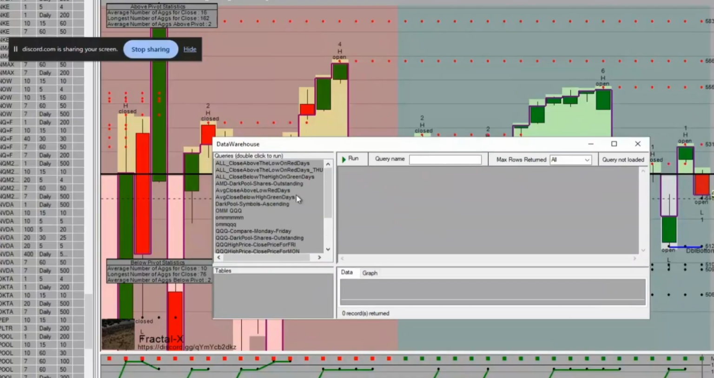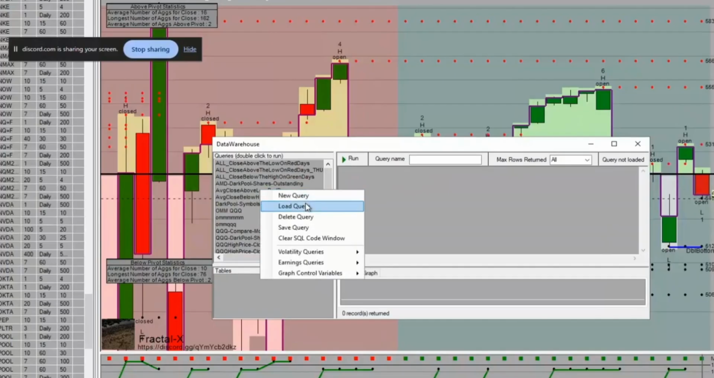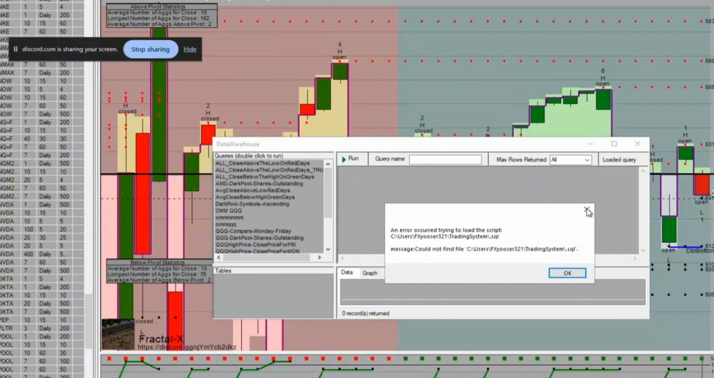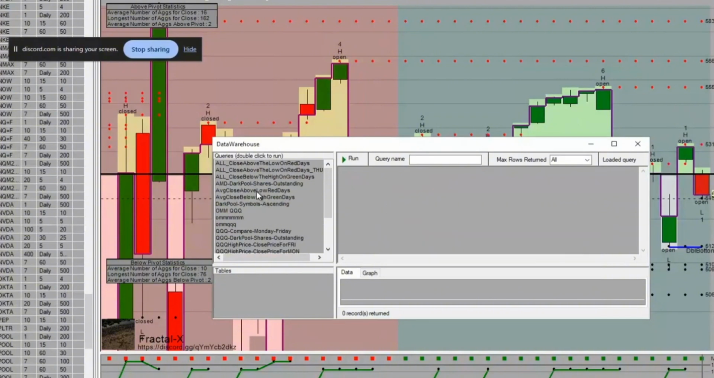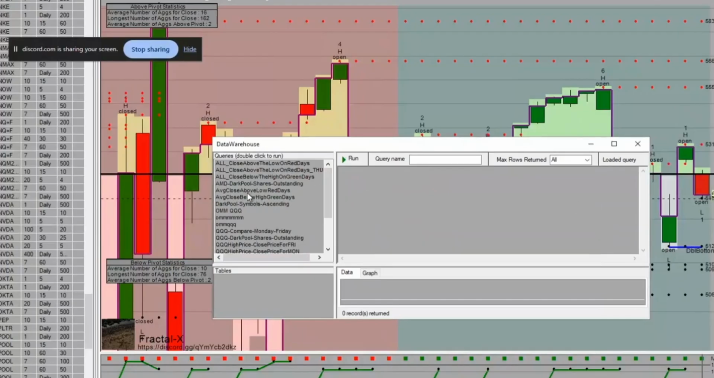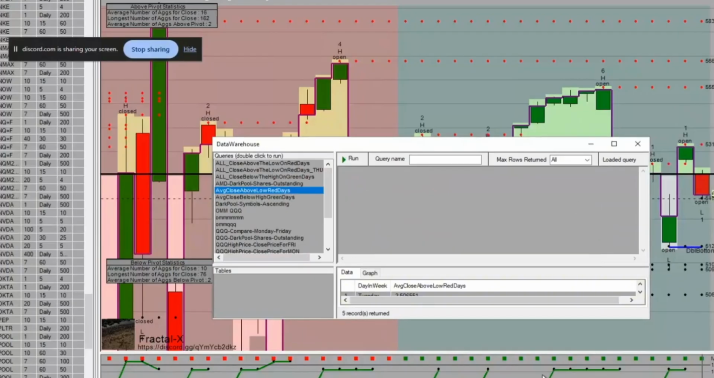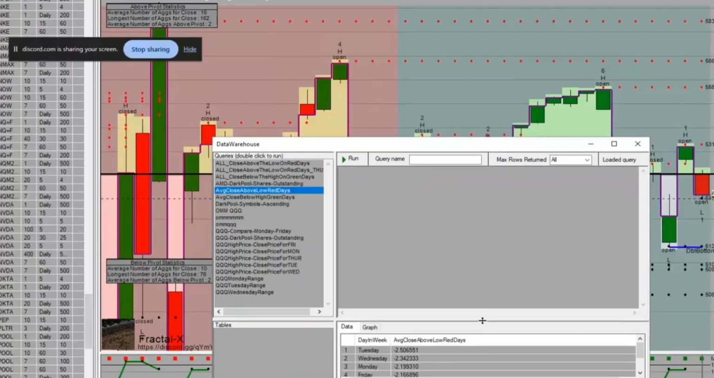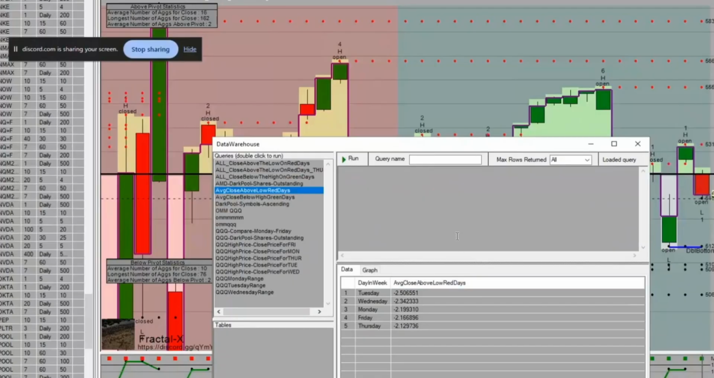Anytime you're loading a query, you can right-click it if you like and hit load. And oh wait, there it is. Normally, it will populate in the SQL window. I'm not exactly sure why it didn't do that for me.